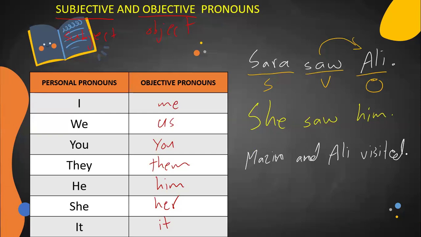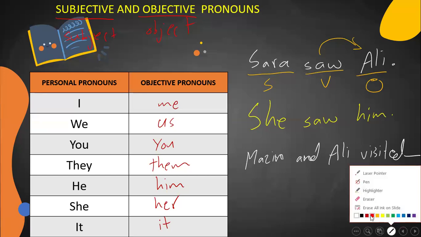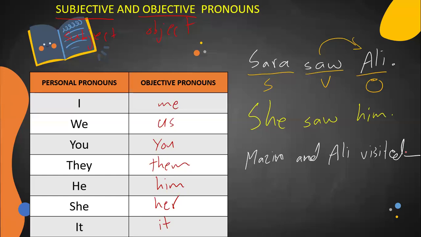Okay, visited what? Visited me, us, you, them, him, her, or it. All of them are correct, but it depends on the sentence, and it depends on the person that we are talking about. So we have to say here, for example, Mazen and Ali visited me. Why is it me? Because it's an object.